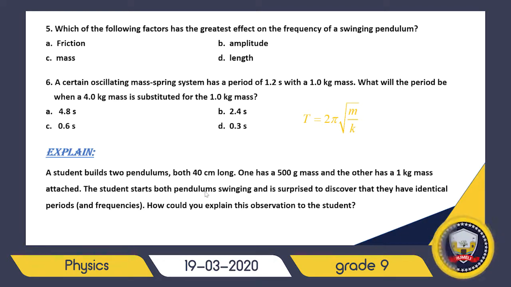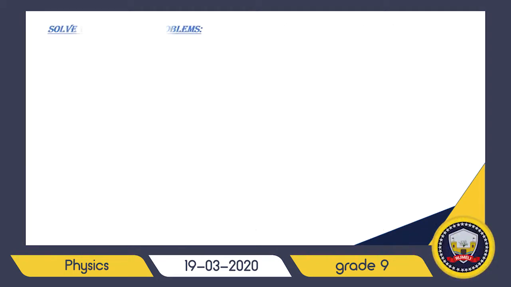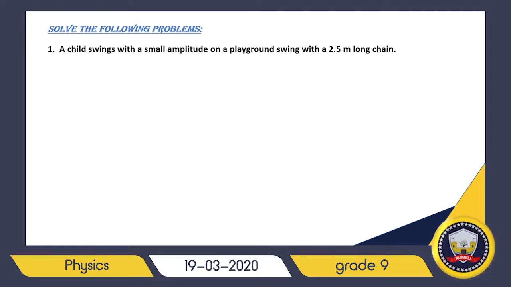so they have the same period, right? So the periods and frequencies of pendulums depend only on the length, as you have said before, not on the mass of the bob. That's why they are identical in both frequencies and periods. Okay? Let's solve some examples or some problems on this section.